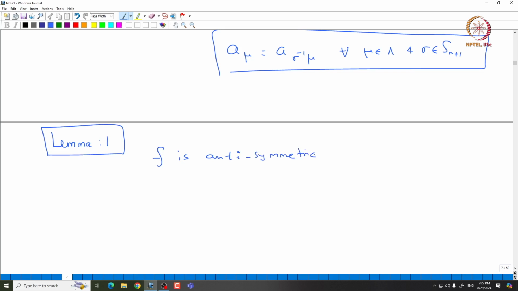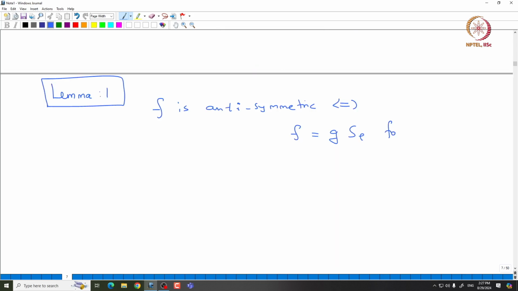One can prove that f is anti-symmetric if and only if you can write f as g times s rho for some symmetric element g. Okay. So, this is something easy to prove. So, let us actually prove this.